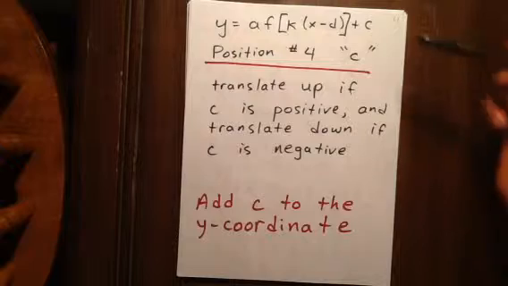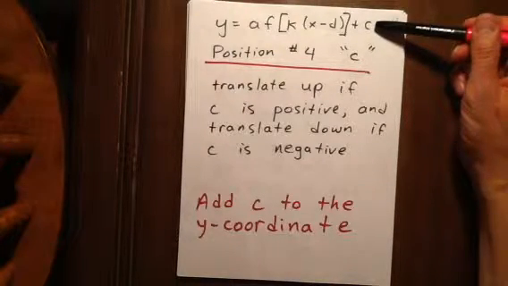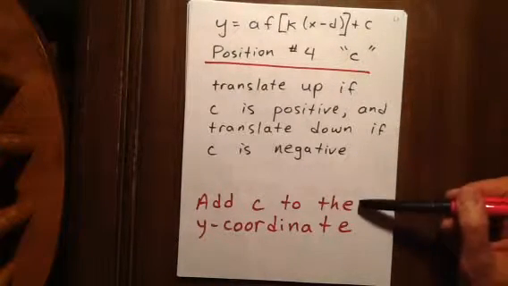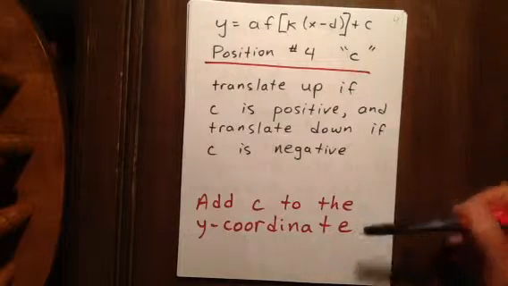And our final value is c, and what that means is we're going to translate up if c is positive and translate down if c is negative. So what we're going to do is add c to the y-coordinate.